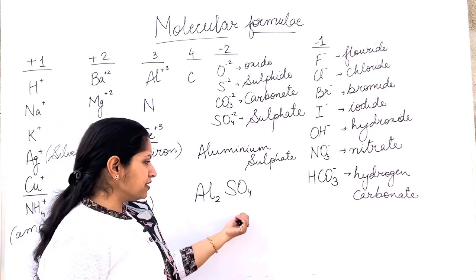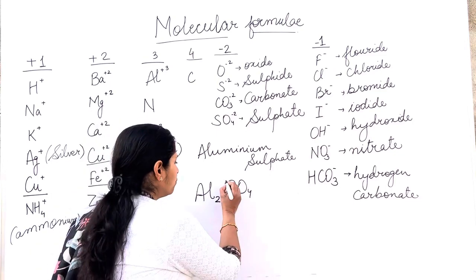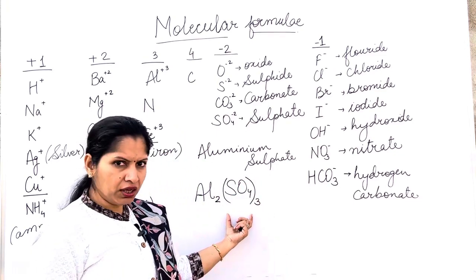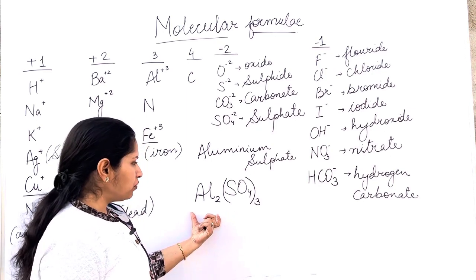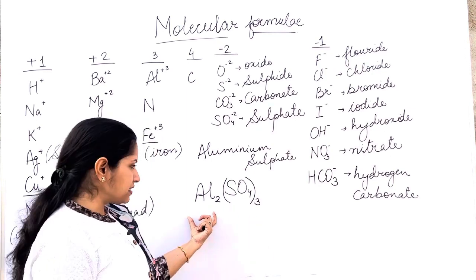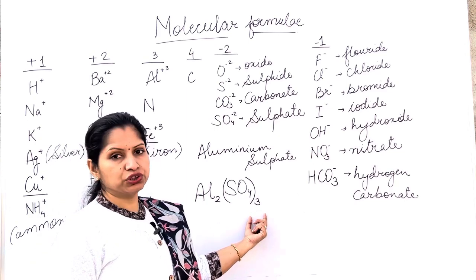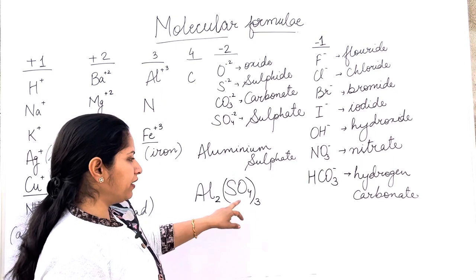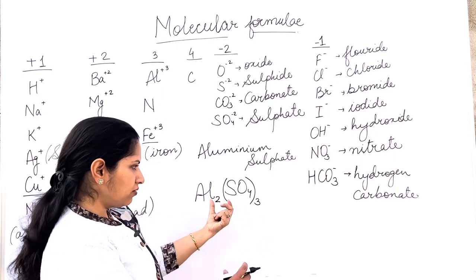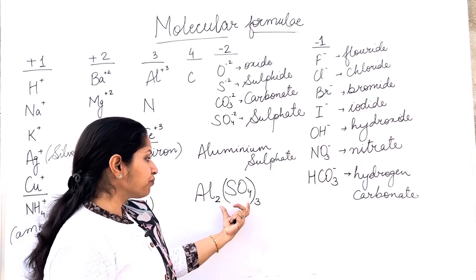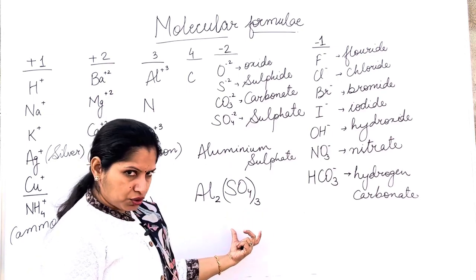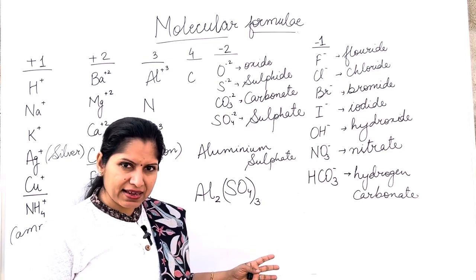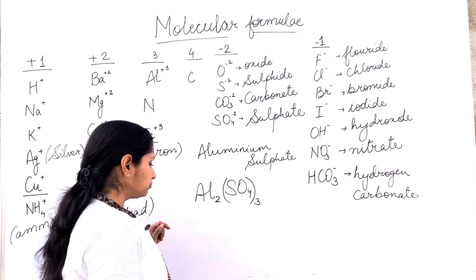But sulfate is a polyatomic ion, so we have to put it in brackets and take it thrice. So the formula for aluminium sulfate becomes Al2(SO4)3. Why whole thrice? Because we have to take 3 polyatomic ions, like 3 parts of sulfate. Why it is being balanced like this, that also I'll explain to you.